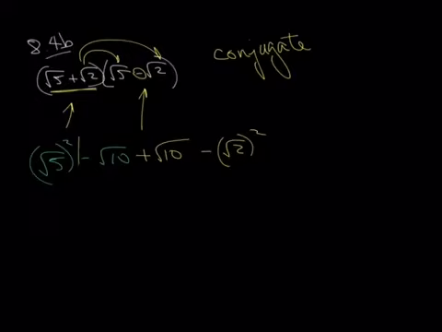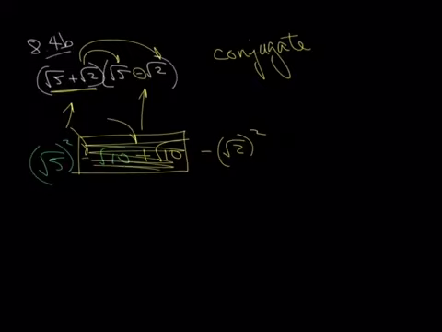Okay, so see what happens here? I have a negative square root of 10 and a positive. A negative and a positive make those go away, make them 0. So square root of 5 squared is 5. Square root of 2 squared is 2. Our answer is 3.